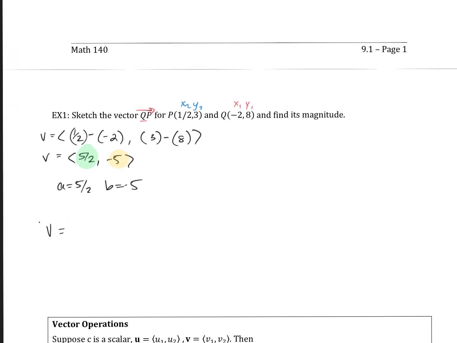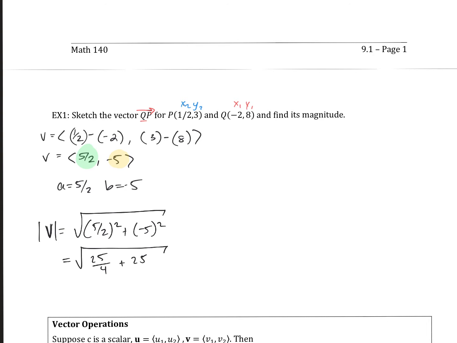So let's see. The magnitude, we use the absolute values to indicate magnitude. It's going to equal the square root of, we have 5 over 2 squared plus -5 squared. That gives me 25 over 4 plus 25. So to create the same denominator, we'll go ahead and multiply the top and bottom of this by 4, which means we'll have 100 plus 25. So that'll equal the square root of 125 over 4. Simplifying that down, we'll end up with 5 root 5 over 2. Almost ran out of room there. Squeezing it in. Okay, so that's the magnitude, the absolute value symbol over the v.